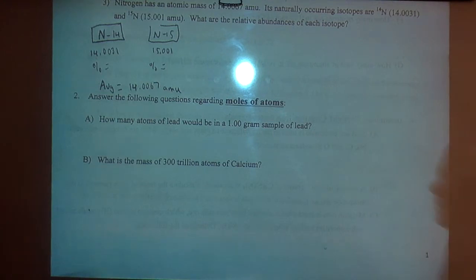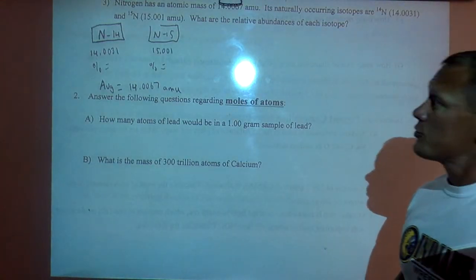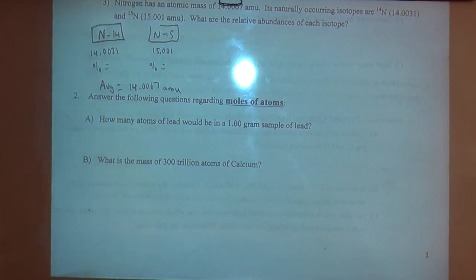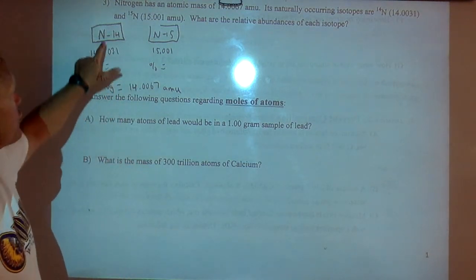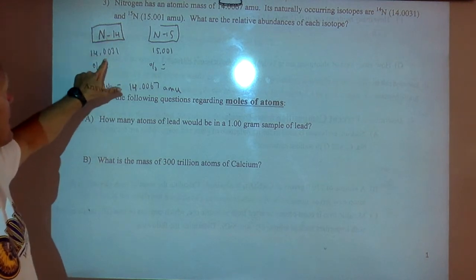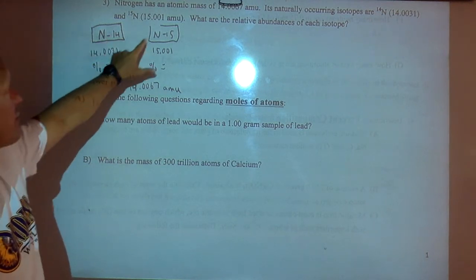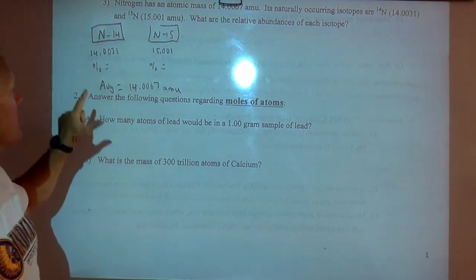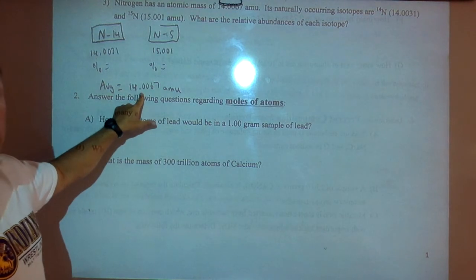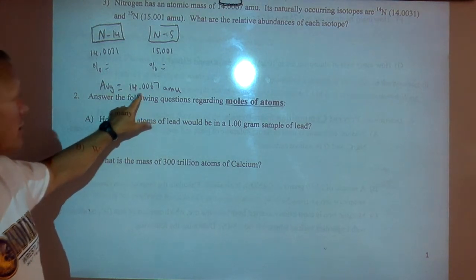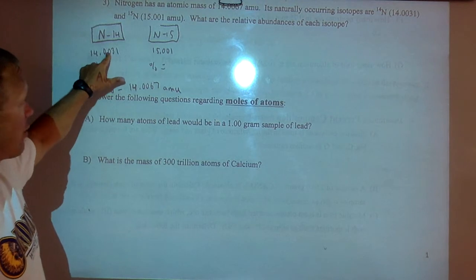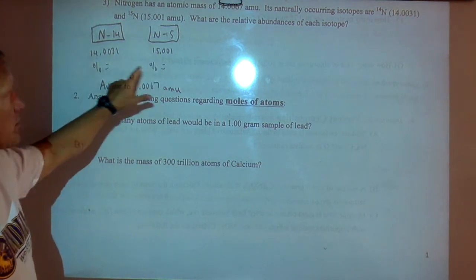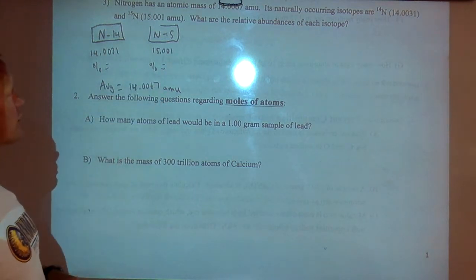So nitrogen has 2 isotopes. Nitrogen 14 has this mass. Nitrogen 15 has that mass. We don't know the percent of either one. Here's the average off the periodic table of all the isotopes of nitrogen in the world. If you look at this, it's very, very close to that one, not so close to that one. So this must be a much bigger percentage of the isotopes than this one is. So we're going to solve for those.